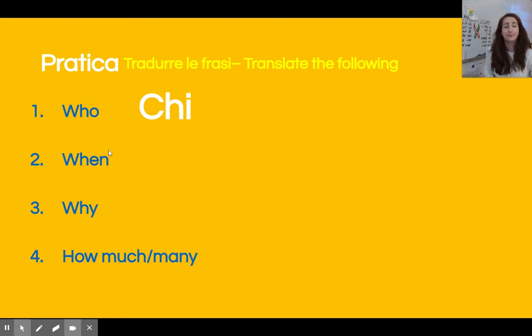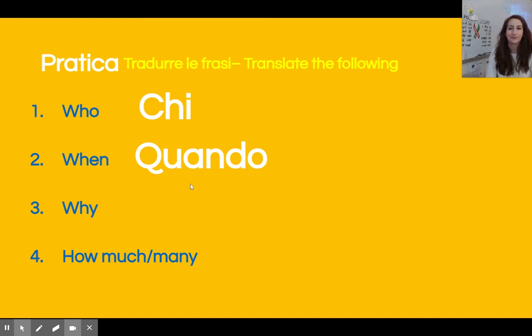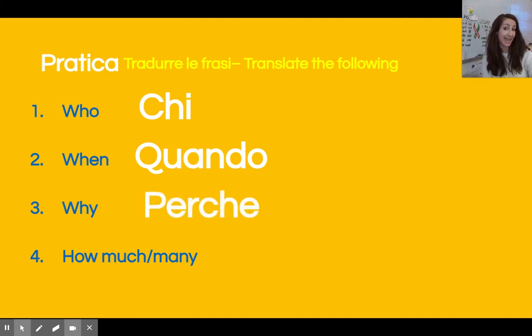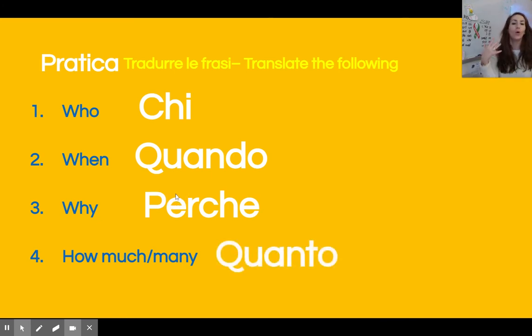Dimmi. The word is quando with a D. Why? We pronounce this perché. And numero quattro, how much or how many. This is a cognate for quantity, which is quanto or quanta, quanti, quante. Again, changes like un adjectivo, an adjective.